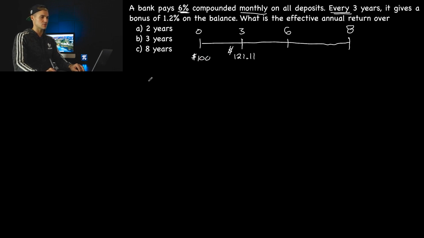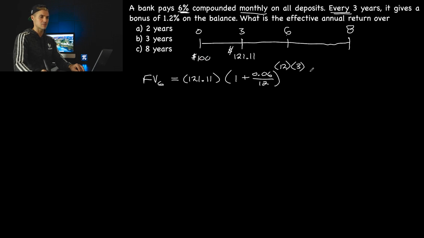So what we're going to do is let's find the future value at time 6. So we're starting at this 121.11 at time 3. And what's going to happen is we are going to future value that by 3 years, right? So again, 6% compounded monthly, and then we're going to have m, the number of compounding periods, times 3, right? From year 3 to year 6, that's going to be 3 years. And so when you do that calculation, you'd end up with $144.93. So that's going to be the balance at time 6.